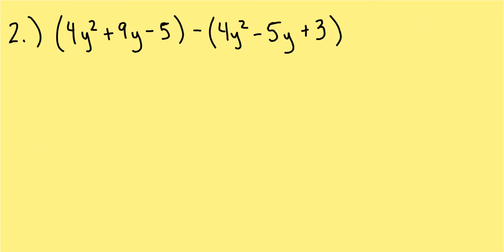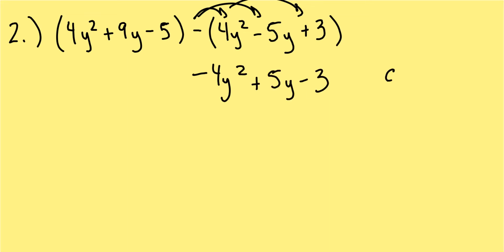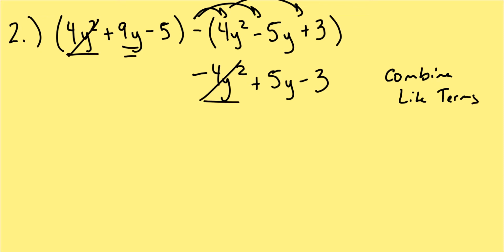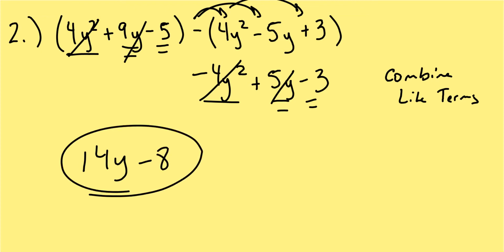Alright, number 2. Because there's a minus sign in the middle, I'm going to distribute the minus sign. So I get minus 4y squared plus 5y minus 3. I'm going to combine like terms. So I have 4y squared and negative 4y squared, they cancel each other out. 9y and 5y is 14y. Cross them out so I know I already used them. Minus 5, minus 3, minus 8. 14y minus 8 is your final answer.